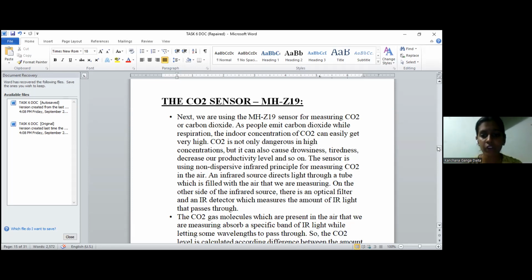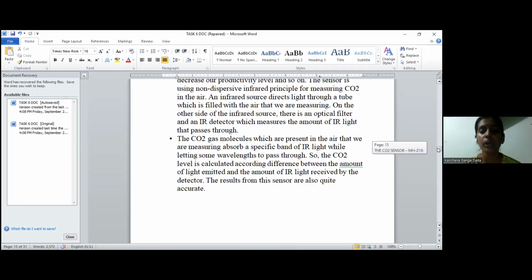So in this, what we can do is we can put an optical fiber, or an IR detector, which measures the amount of IR light coming from that. So when IR light is passing through that optical fiber, it detects how many CO2 gas molecules are present in the air, so that we can get a specific band of IR light in which the CO2 gases are passing. So from that we can conclude how much carbon dioxide gas or molecules are passing through the optical fiber.